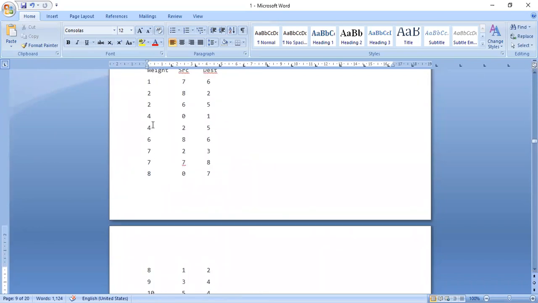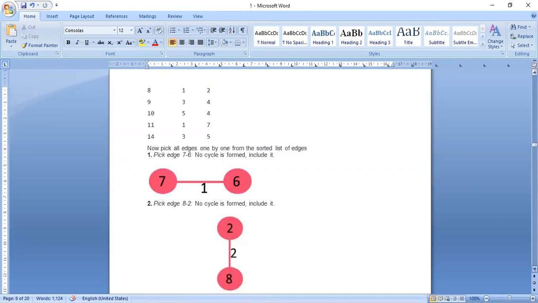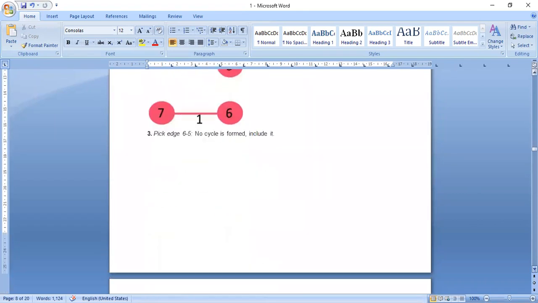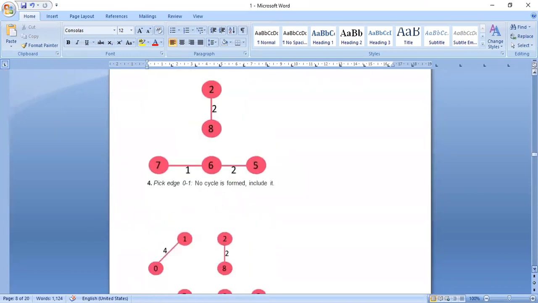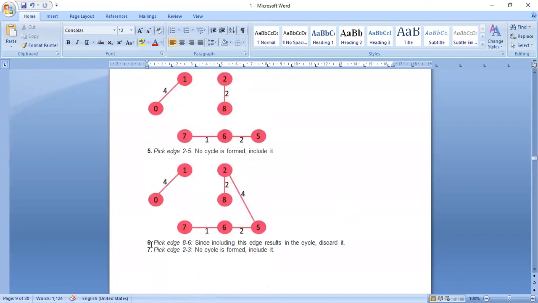Next weight is also 4. With weight 4, I am having 2 edges. First one is 0 and 1. Next one is 2 to 5. I will add 2 to 5 in the fifth step and see that no cycle is formed. You can see the diagram. Yes, no cycle is formed with 2 to 5. So I added it to the given graph in step 5.